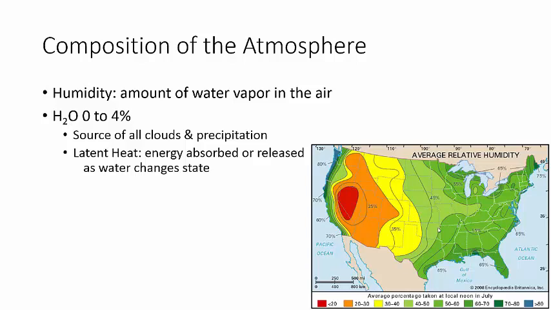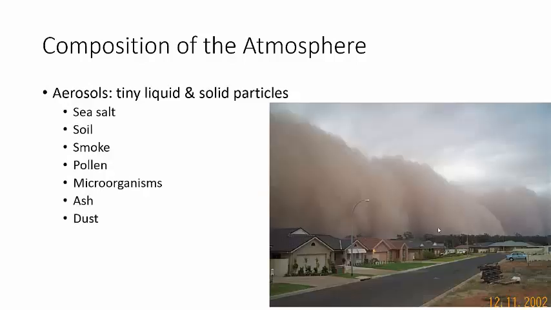Because it does clouds and precipitation, right? That is the source of all the clouds and all the precipitation. All the different kinds of clouds, all the different kinds of precipitation is water, right? Or H2O. Okay, so remember I said things solid in the air, right? Yeah, they're called aerosols, kind of a tiny liquid and solid particles. That's an aerosol, okay?